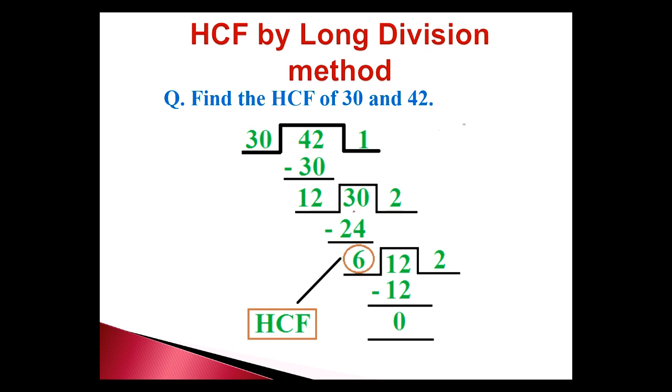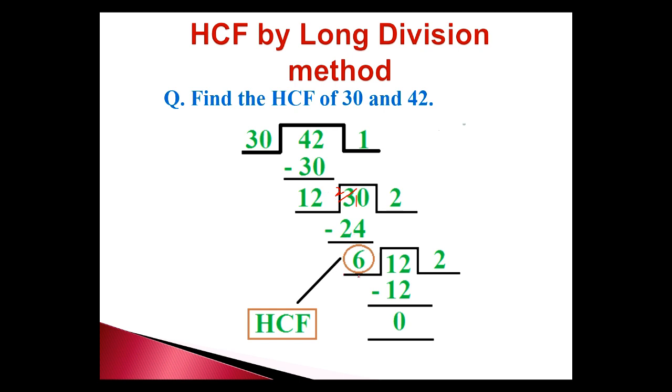30 does not come in the table of 12, so 24 comes, which is less than 30. So we'll read the table of 12 till 2. So 12 2s are 24. Now we will subtract them. We cannot subtract 4 from 0, so we'll borrow 1 from 3. It will become 2 and this 0 will become 10. 10 minus 4 equals 6 and 2 minus 2 equals 0.